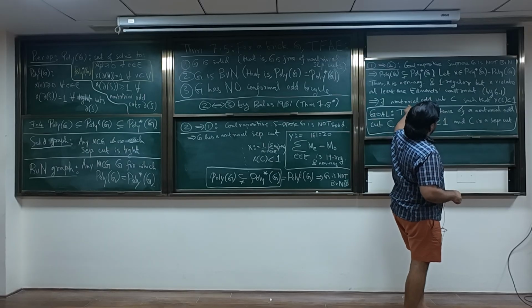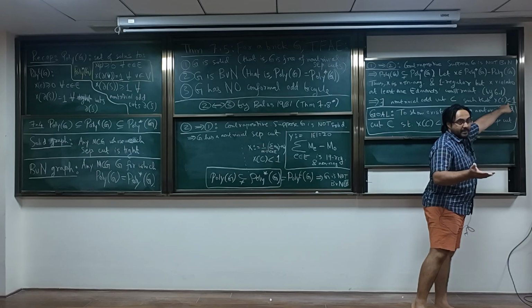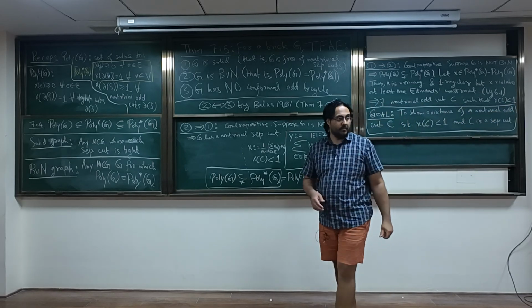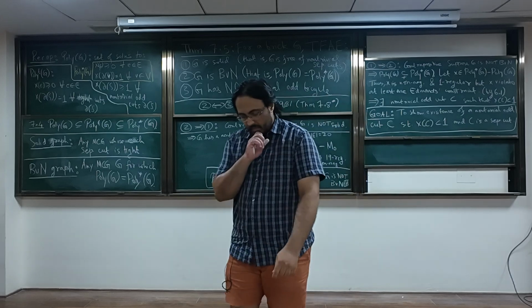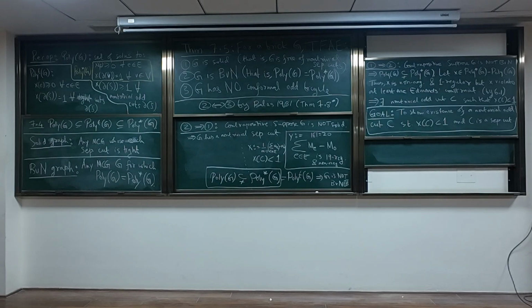Amongst all the non-trivial odd cuts that violate Edmonds inequality, we will show that there is one that is actually a separating cut. The way they do it is they define a certain relation on the cuts. They call it the precedence relation. And then they use a precedence relation to choose a C and show that this C actually works.